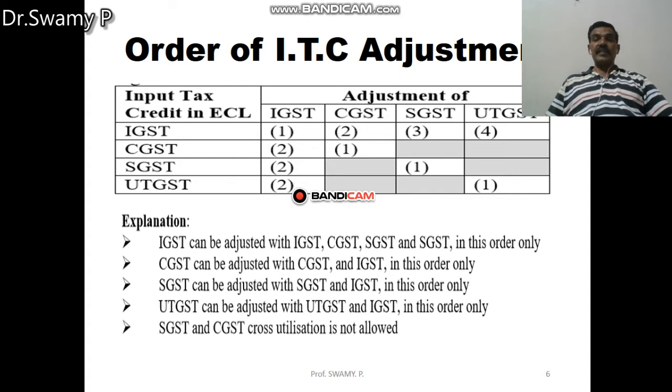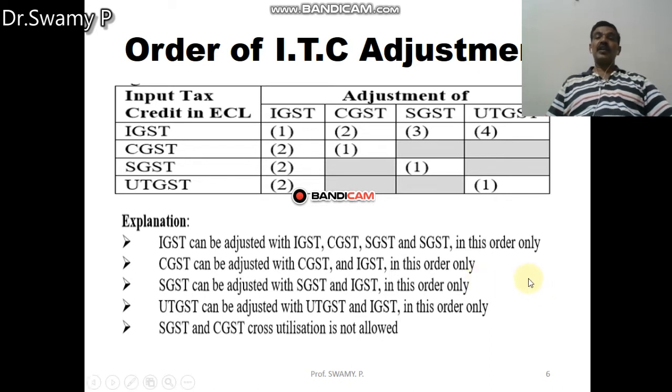When there is an interstate supply, IGST is involved. That means the supplier has to collect IGST and pay to the government. When there is an intrastate supply, that means within the state, suppose the goods are bought by a dealer in Bangalore from Mangalore, it is called intrastate supply.